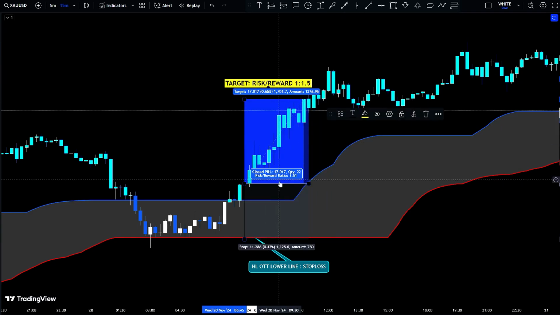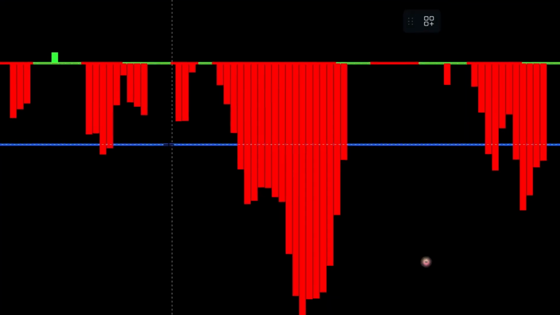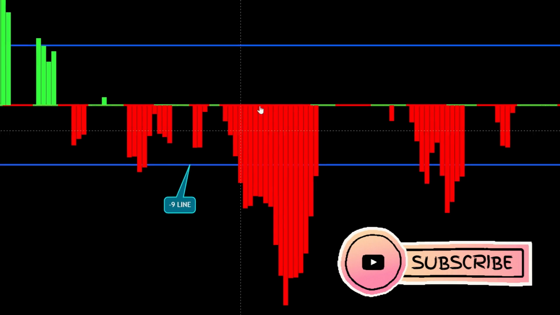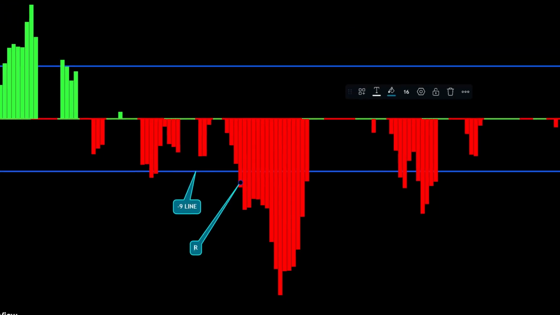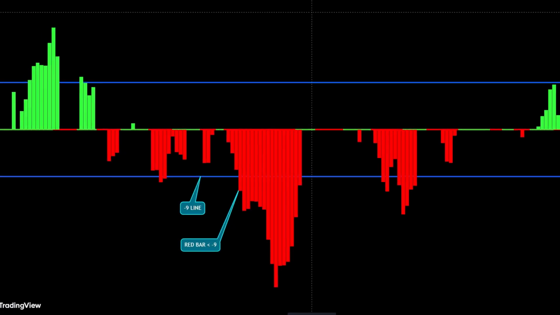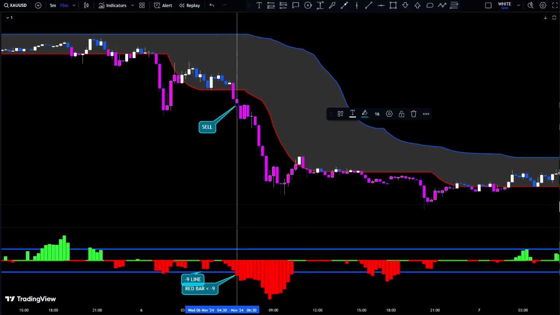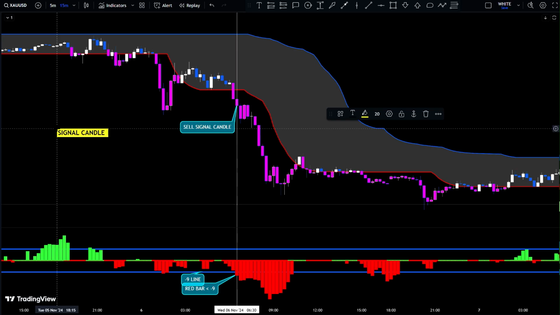Now let's briefly discuss the sell trade rules. The process is quite similar to buy trades, but in reverse. Look for an instance when the bar drops below the -9 line on the TMMS oscillator, signifying a potential sell signal. Confirm the signal by checking the HLOTT indicator and the signal candle.